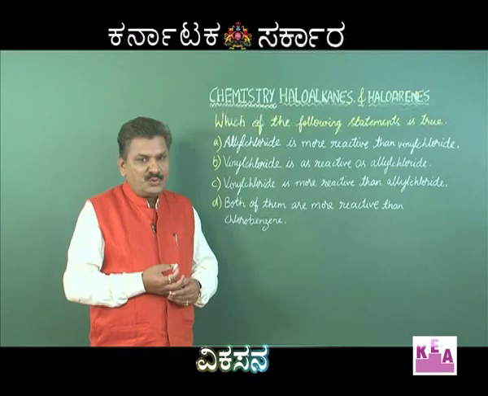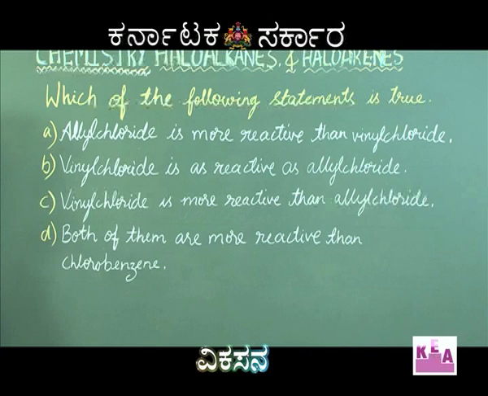Now move on to the next question. Which of the following statements is true? A. Allyl chloride is more reactive than vinyl chloride. B. Vinyl chloride is as reactive as allyl chloride. C. Vinyl chloride is more reactive than allyl chloride. D. Both of them are more reactive than chlorobenzene.